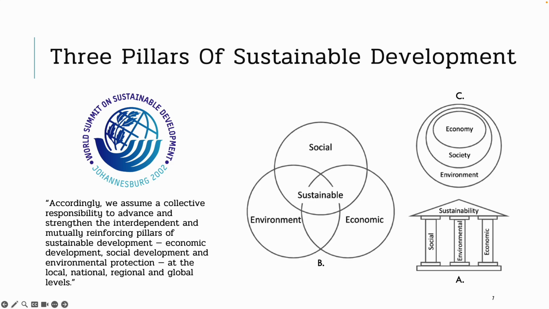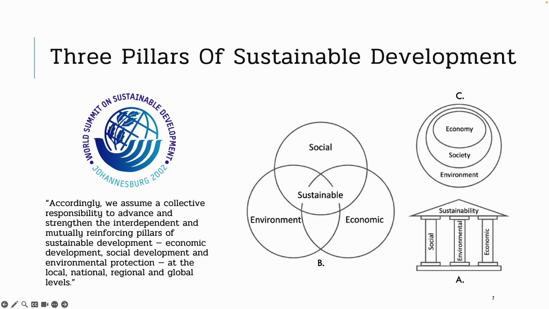Actually, it was introduced since the 1992 conference in Rio, but let me bring you one of the paragraphs in the Johannesburg Declaration on Sustainable Development. It says, we assume a collective responsibility to advance and strengthen the interdependent and mutually reinforcing pillars of sustainable development: economic development, social development, and environmental protection at the local, national, regional, and global level. So this paragraph is presenting the complexity of the three pillars.